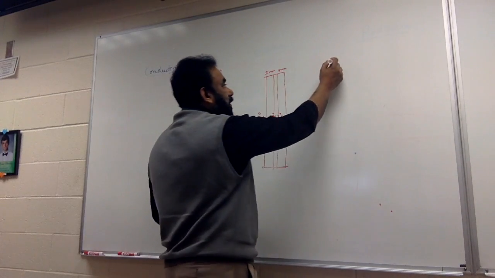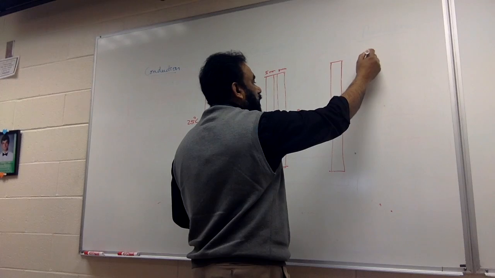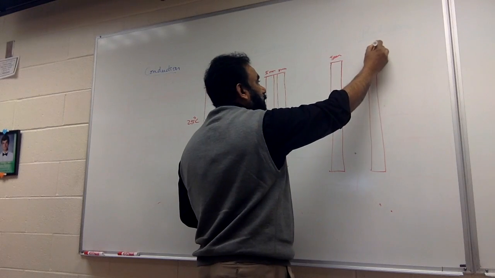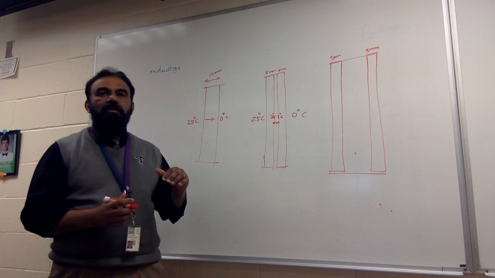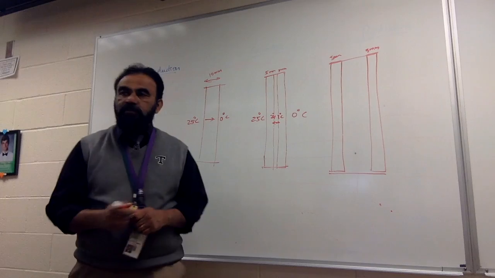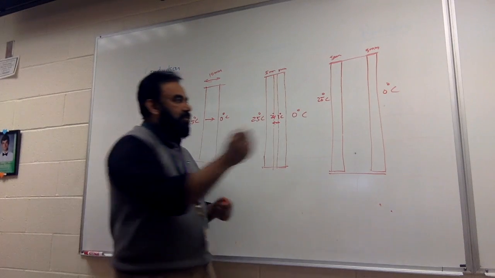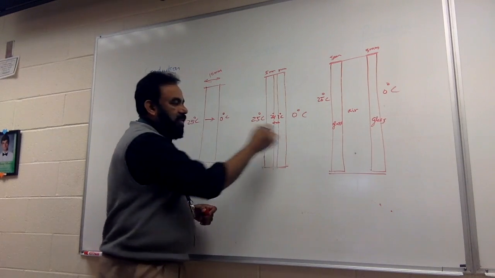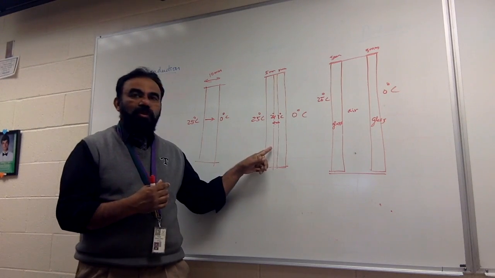That being said, since air is a bad conductor, why can't I do this? Five millimeters, and a big chunk of air. Which one is a better insulator? So this is air, glass, glass, air, glass, glass. Which is a better insulator? Which will stop heat flow better? This kind of window or that kind of window?